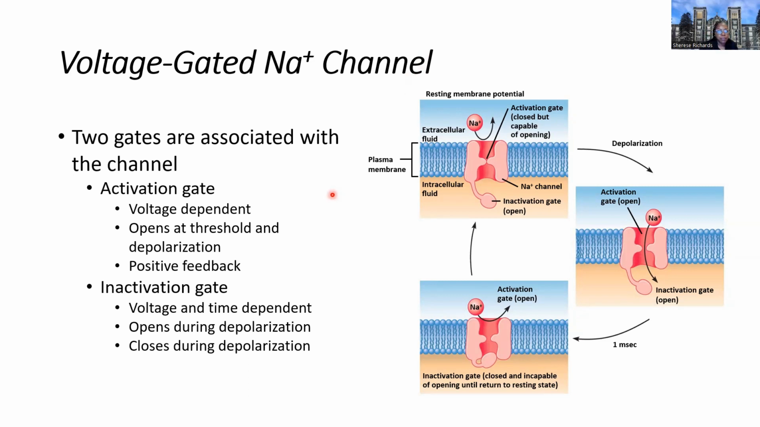The inactivation gate mechanism is that it is voltage and time dependent. The activation gate is only voltage dependent. The inactivation gate is both voltage and time dependent. So this is that time condition where it will close after 1 millisecond of depolarization. So yeah, it's going to open for depolarization, and then that 1 millisecond timer goes off, and then it will close after that 1 millisecond.